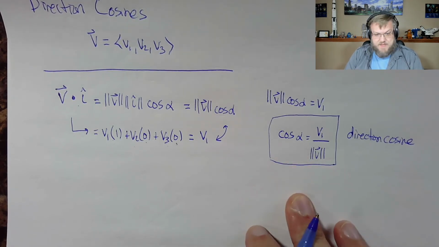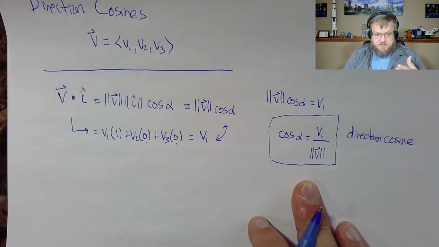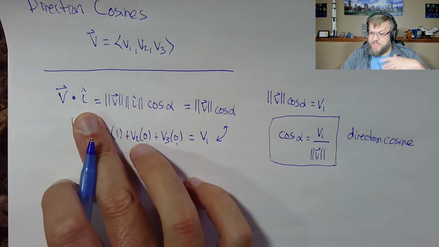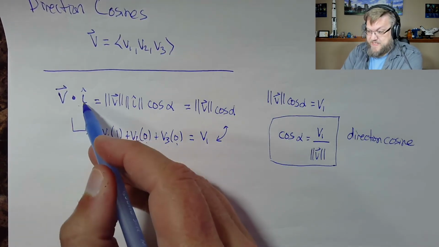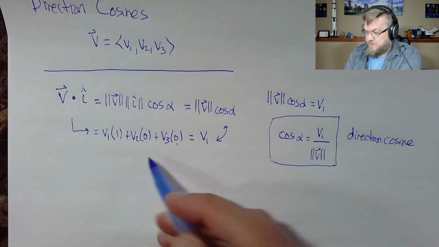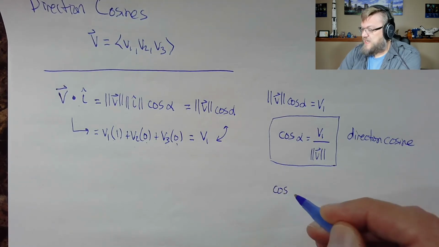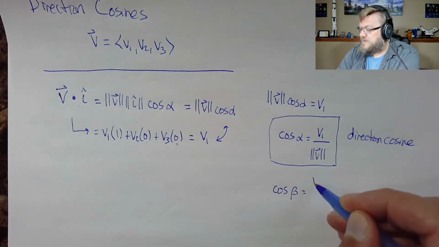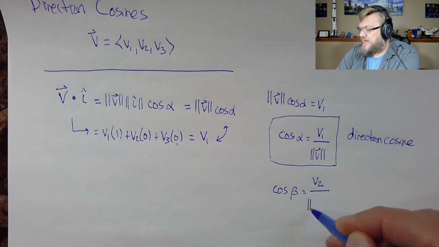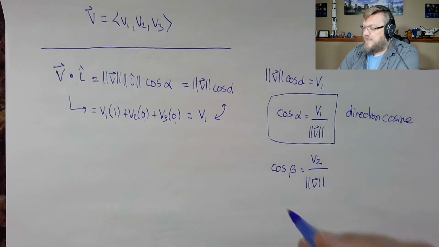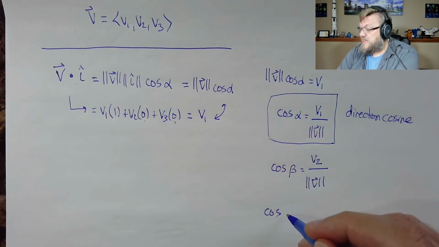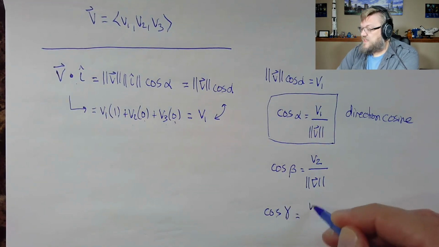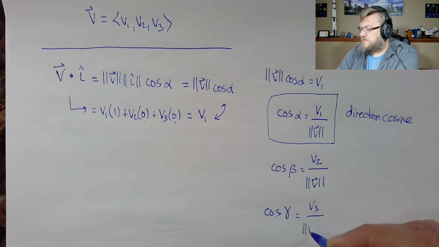The alpha, yeah? I can now do the same argument with j, and I can do the same argument with k, right? So by similar reasoning, replacing the i with the j, doing that same calculation, would also get me cosine of beta equals v2 over the magnitude of v. And replacing i with k would get me cosine of gamma equals v3 over the magnitude of v.